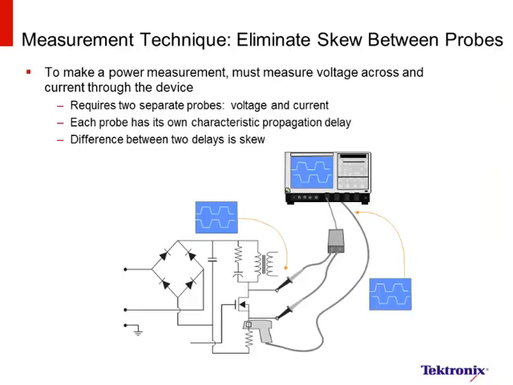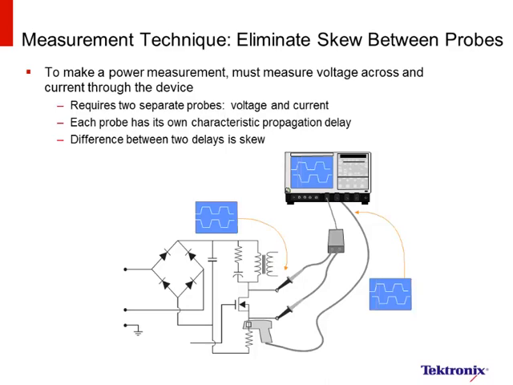Now, I'd like to highlight a few measurement techniques for you to be aware of. The first one is skew between probes. To make power measurements with a digital scope, it is necessary to measure voltage across and current through the switch, the FET or the IGBT. This task requires two separate probes, a differential voltage probe and a current probe. Each of these probes has its own characteristic propagation delay.